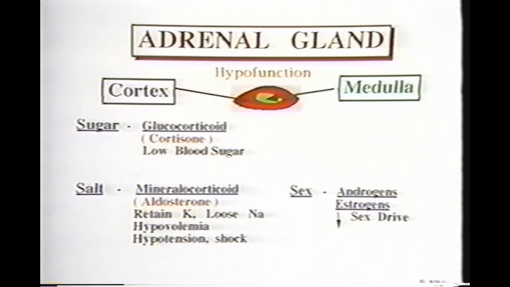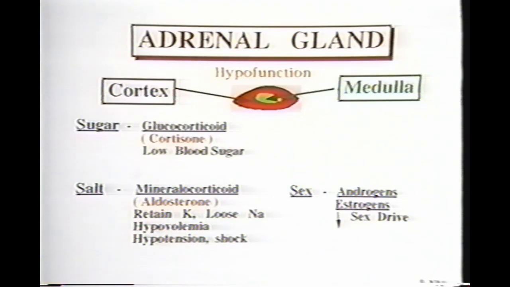with the adrenal cortex and hypofunction, we have too little of the sugar, salt, and sex hormones. Too little of the glucocorticoids, or too little cortisol, is going to lead to low blood sugar and certainly low energy levels. Too little salt hormone, too little of that mineralocorticoid aldosterone, remember, aldosterone is the one that regulates sodium, potassium, and fluid balance.